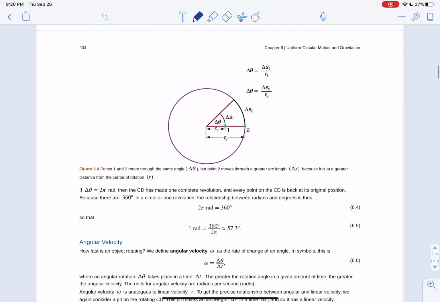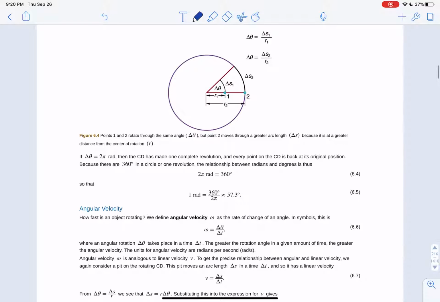So that's what a radian is. It's not a big deal. 1 radian is about 57 degrees. That's just what a degree is. There's 360 degrees all the way around.